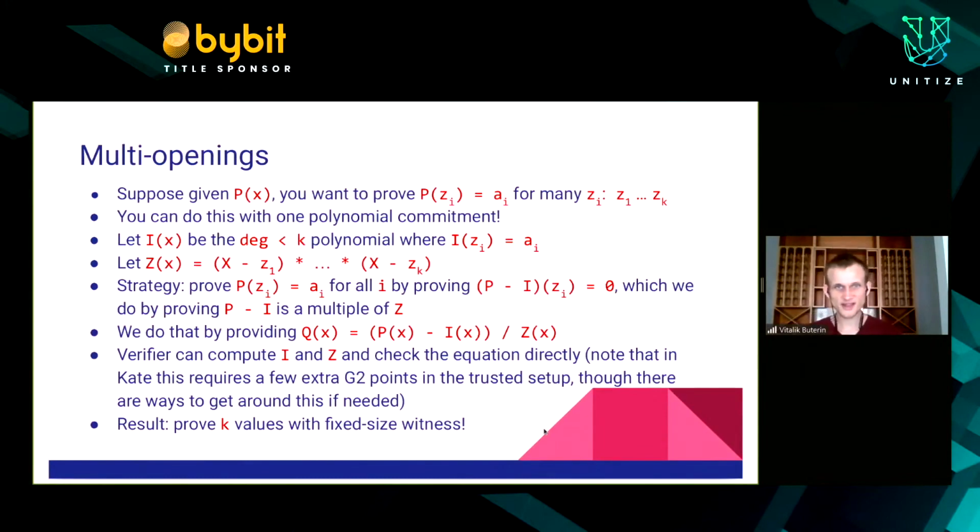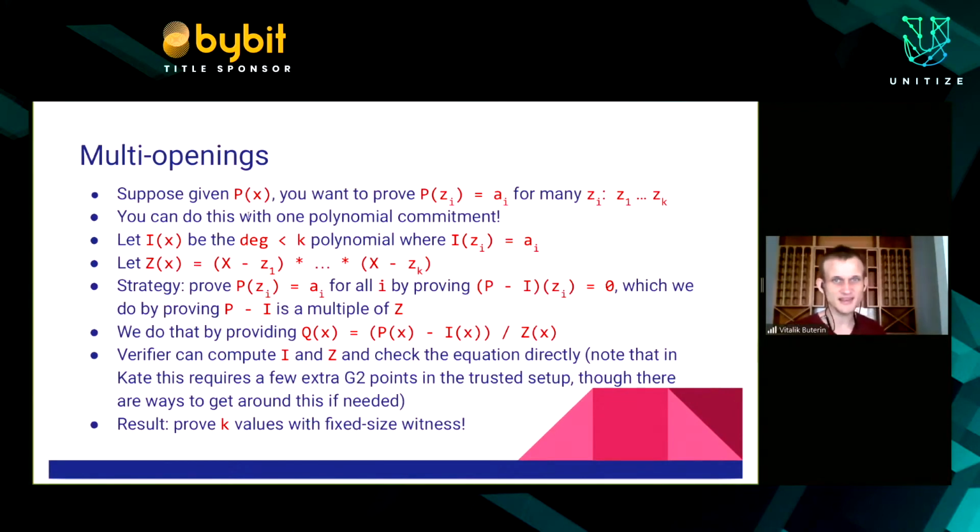Multi-openings. So this is basically where we get to the point where we actually learn why polynomial commitments are useful, right? Let's say instead of wanting to prove one value, P of Z equals A, we want to prove P of Zi equals Ai for a whole bunch of values, right? So you want to prove a whole bunch of values at a whole bunch of positions. You can do this with only one witness.